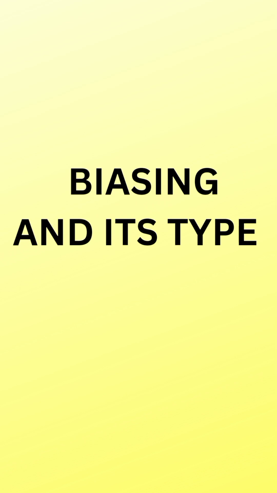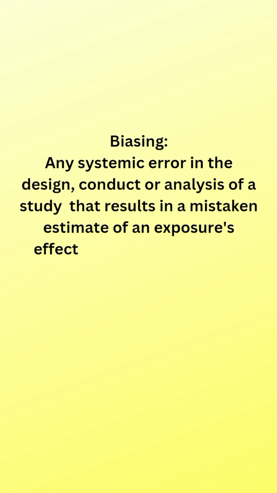So today we are going to learn about bias and its types. What is bias? Bias is defined as any systematic error in the design, conduct, or analysis of a study that results in a mistaken estimate of an exposure's effect on the risk of disease.